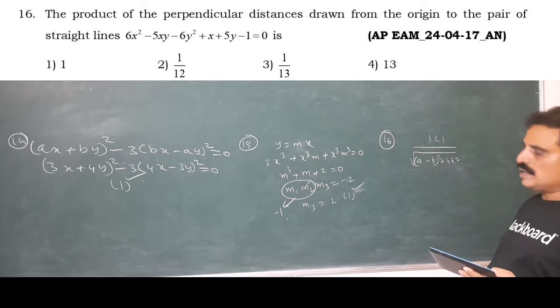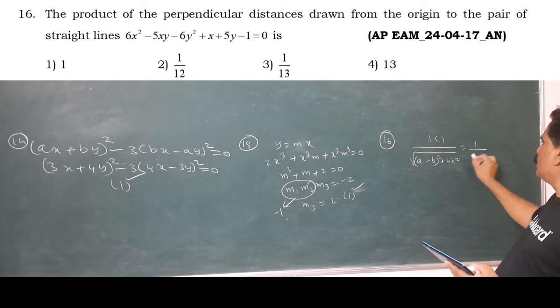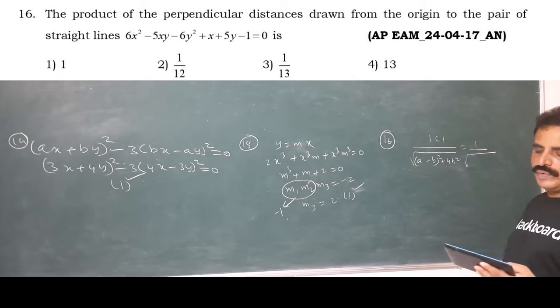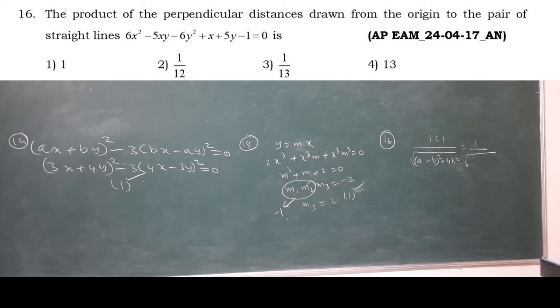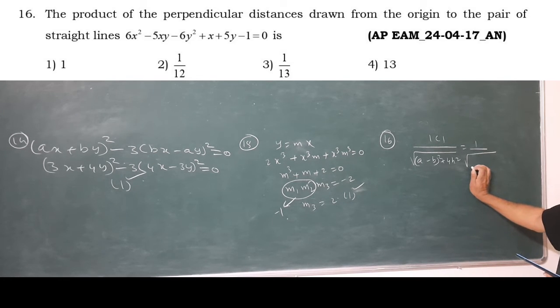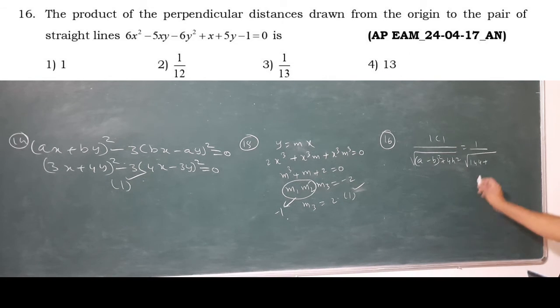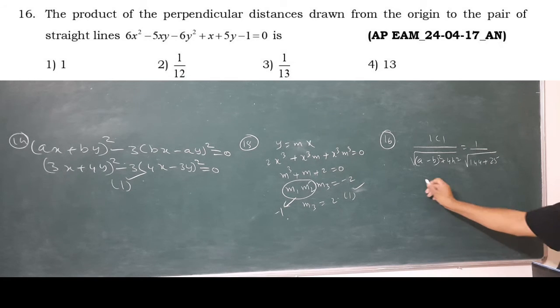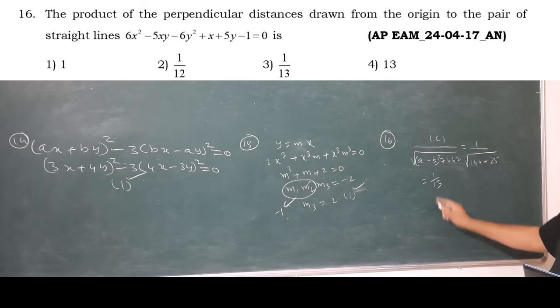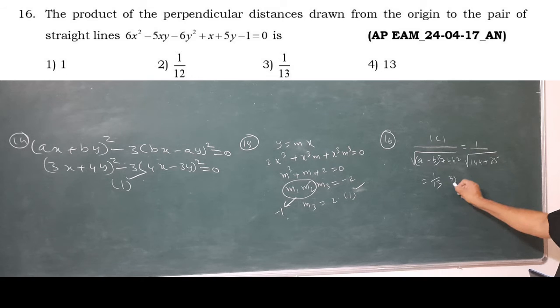Applying that formula, that is 1 by root of (a minus b) whole square, that is 144 (6 plus 6, 12), plus 4h square. 4h square is nothing but (2h) whole square. 2h is minus 5, whole square, plus 25, that is 1 by 13. Check that. Option number 3.